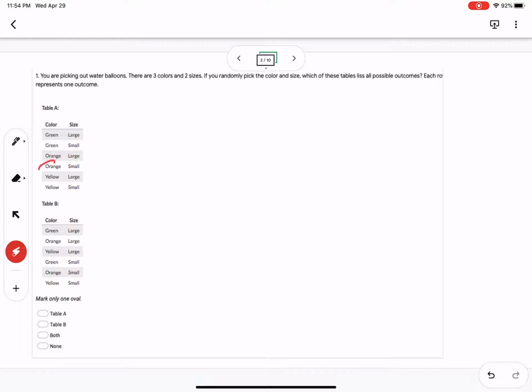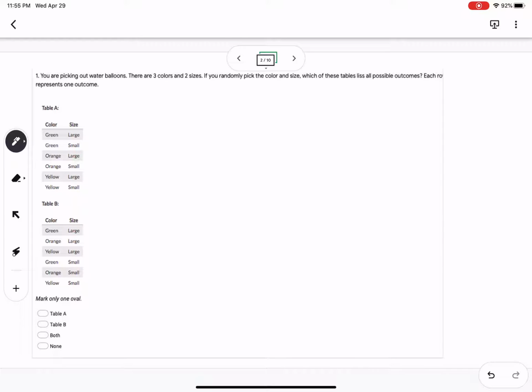So those are all listing those rows there. So it's showing here, we could have a green large, a green small, orange large, orange small, yellow large, yellow small. Y'all get the gist. Okay, so we got 2 different tables. We're going to try and decide which one is right, or if both of them are right, or if neither of them are right.